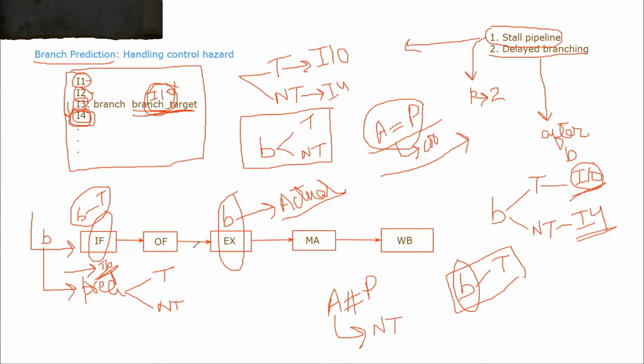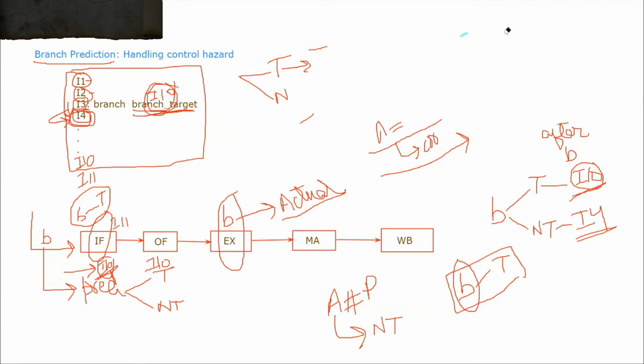Now, because of my prediction, I have fetched I10. However, actually this branch is not taken. So what should be the next instruction? The next instruction should have been I4. However, I have fetched I10, and let's say after I10, I have fetched I11. So now, for example, I10 has reached operand fetch, and I11 is in instruction fetch. Okay, let me repeat this to make it clear.